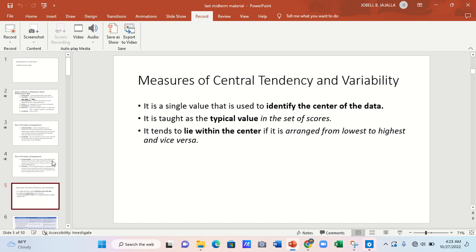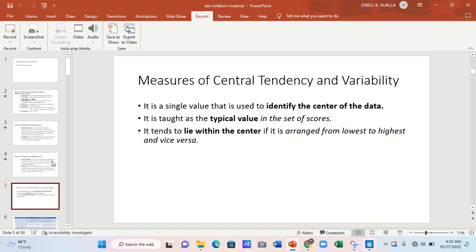But this is just a review, and we will not dig deeper into the math part of the measures of central tendency and variability. We will only pick the important things, the key details that you have to master in relation to assessment in learning one. So we will not cover everything, only the important parts.